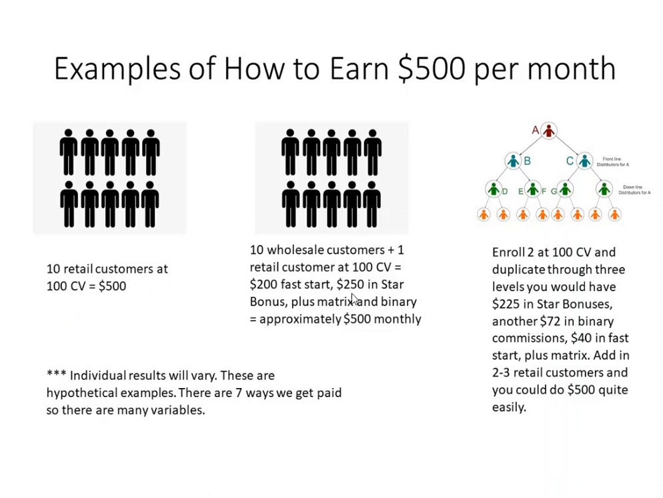Now, wholesale customers, that's when you go in through a link that someone sent you, you now have a wholesale account. You can actually start sharing this with people and start making various different bonuses. This is where you start to actually create leverage in your business, because with 10 wholesale customers and a retail customer at 100 CV, you're going to be getting 200 of the fast start, which is one of the types of ways that you get paid, and you're going to get 250 in the star bonus, plus a handful of other bonuses that basically come out to be about $500. Again, there's multiple ways to do this.